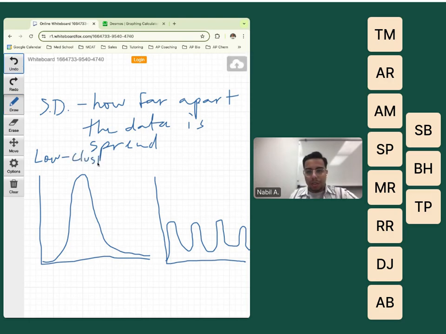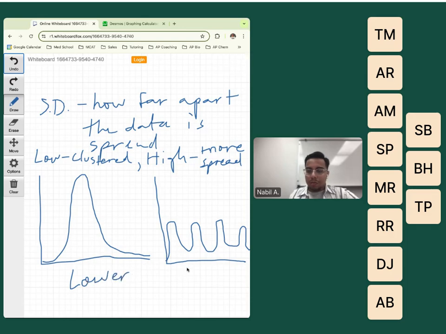So this will be clustered, and then high will mean more spread. Yeah, so this first one should have the lower standard deviation. So lower, and then this is higher. All right. Does that make sense? The concept of standard deviation.